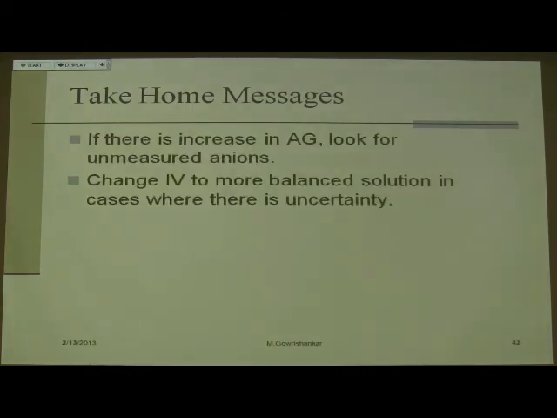If there is an increase in the anion gap, then you look for unmeasured anions, as I said, lactate or ketones for the most part, and change the IV to a more balanced solution in cases where you're not sure. If you're managing a patient and lactate seems to be climbing and then it's dropping and you're not entirely clear about it, now you can use a balanced solution.